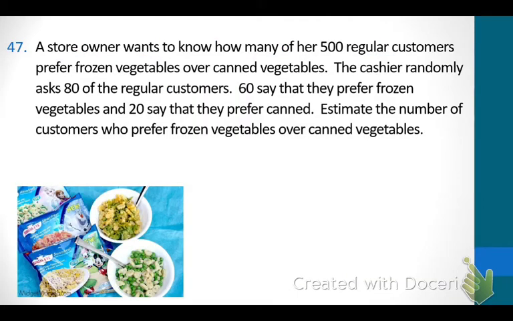First off, question number 47. A store owner wants to know how many of her 500 regular customers prefer frozen vegetables over canned vegetables. The cashier randomly asks 80 of the regular customers, and 60 of them say that they prefer frozen vegetables, and 20 of them say that they prefer canned vegetables. Estimate the number of customers who prefer frozen vegetables over canned vegetables.